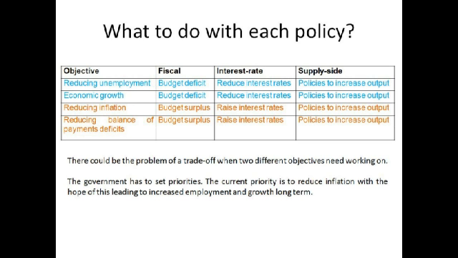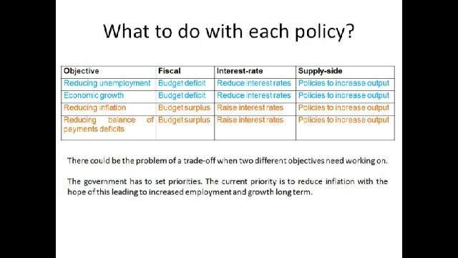I'd say that this table is probably one of the most important things in this whole video, because if you learn it, you'll know exactly what to write to answer any question where it says, what can you do to whatever objective. So for reducing unemployment, you have a budget deficit and you reduce interest rates. For economic growth, you have a budget deficit and reduce interest rates. To reduce inflation, you have a budget surplus and raise interest rates. To reduce balance of payments deficit, you have a budget surplus and raise interest rates. You have policies to increase output to help all of these objectives.